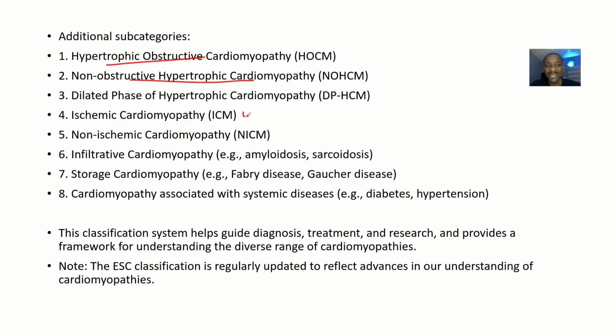There could be ischemic cardiomyopathy, which is usually when the blood supply to the heart is being cut off. All right. Then there could be non-ischemic cardiomyopathies. This one, there's a problem with the heart muscles, but the problem is not from blood supply. Then infiltrative cardiomyopathy, then storage cardiomyopathy, then cardiomyopathy associated with systemic disease. This one, there is a problem with the heart muscles, but this is secondary to an underlying systemic disease.